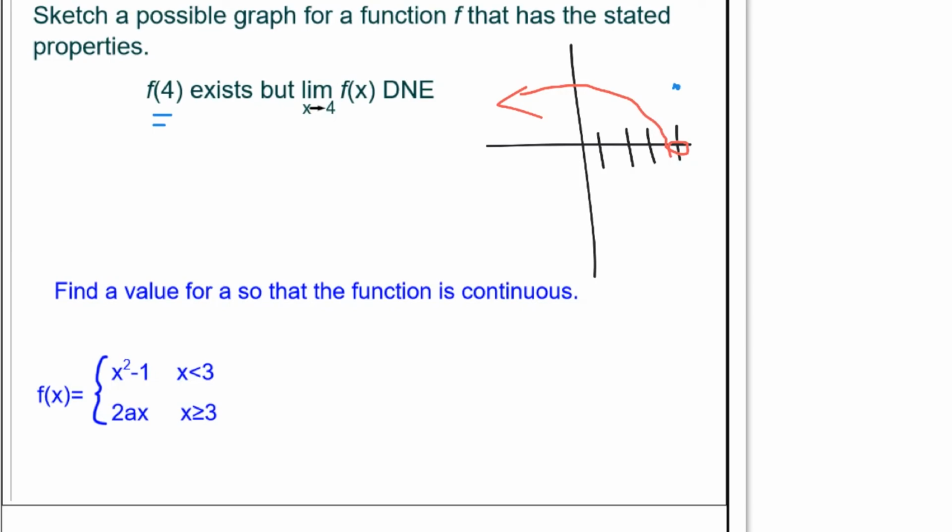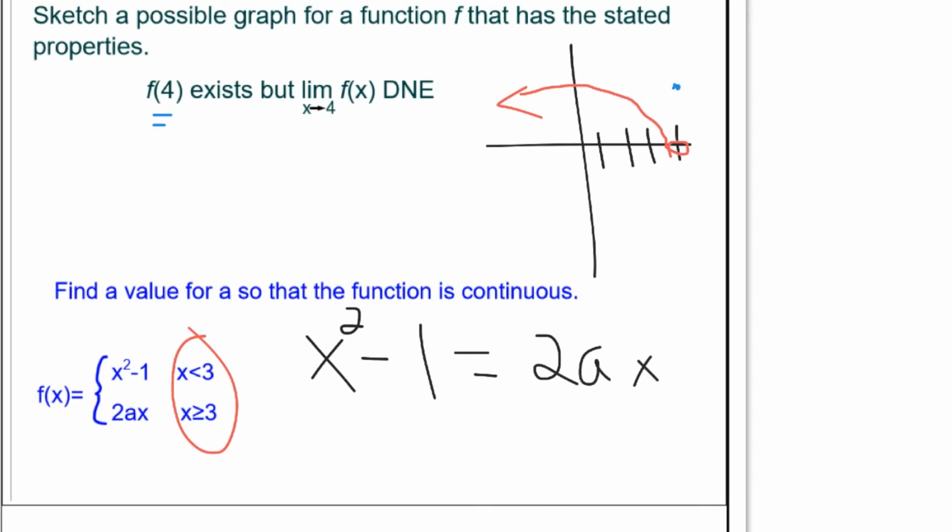Now looking at the bottom, it says find a value for a such that the function is continuous. Well, where is it trying to be continuous? It's trying to be continuous at x equals 3. So if you remember what we did here, we basically set each expression equal to each other. So x squared minus 1 equals 2ax. And then, remember, I'm trying to find the a value when x is 3, so I can just plug in 3. So we got what? 3 squared minus 1 equals 2 times a times 3.